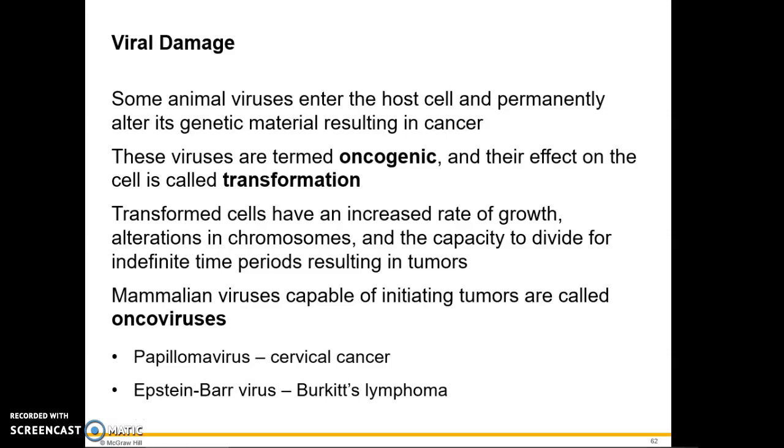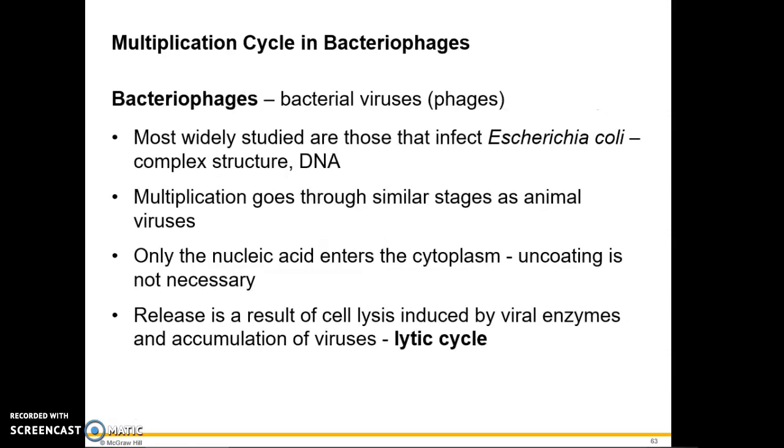Examples of oncogenic viruses are papillomavirus, which can actually cause cervical cancer, and Epstein-Barr virus, which can cause Burkitt's lymphoma. Okay, so now we're going to move on to the multiplication cycle in bacteriophages. A bacteriophage is just a virus that infects bacterial cells.